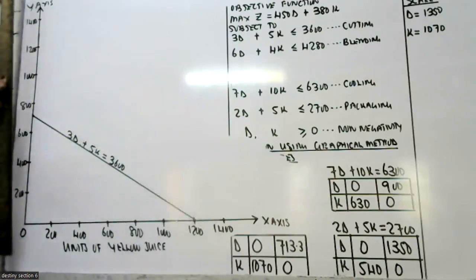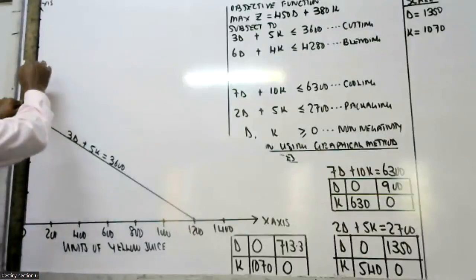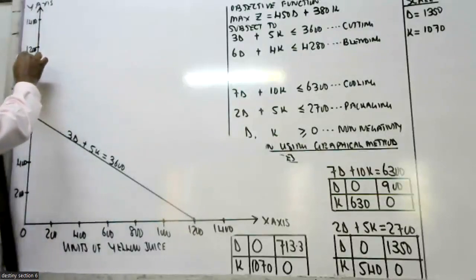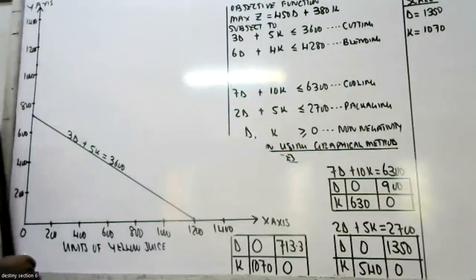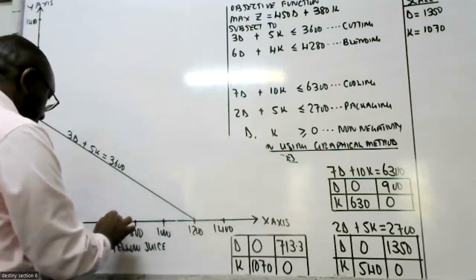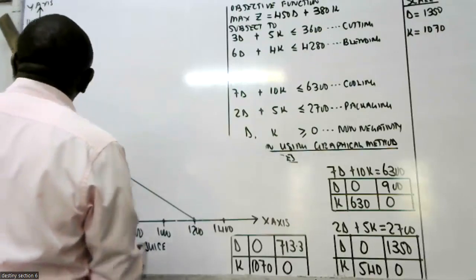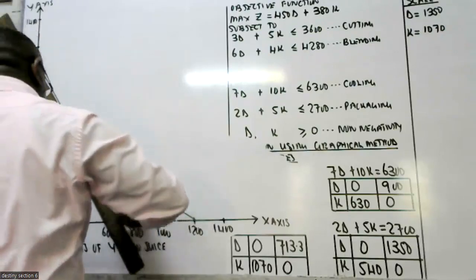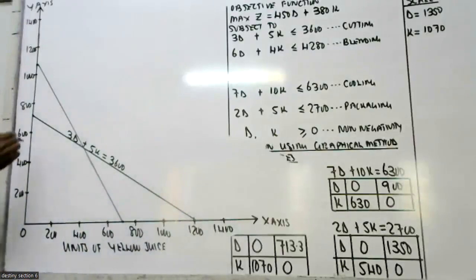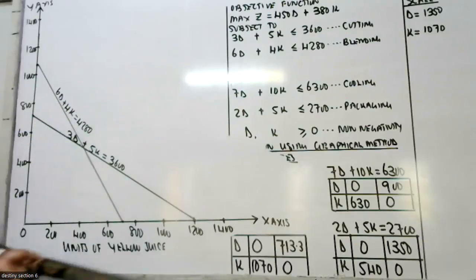So let's plot this one. When D is 0, K is 1,070. So 1,070. So this is 10, 20, 40, 60, so 70 somewhere here. When K is 0, D is 713. So 7 is here, so 13 is somewhere here. So I connect them using a very straight line. That way. So this is the line that is 6D plus 4K is equal to 4,280.